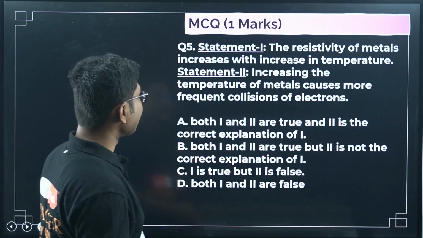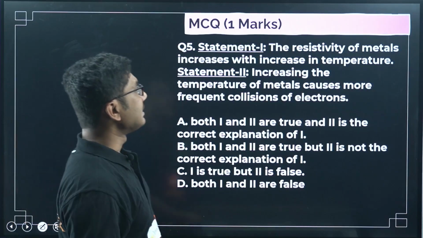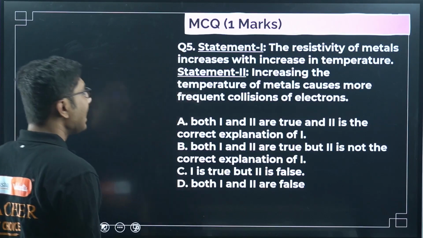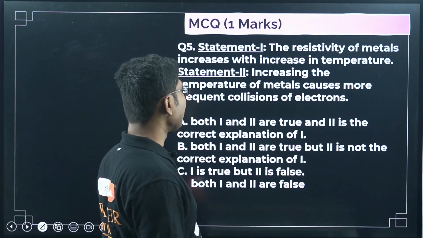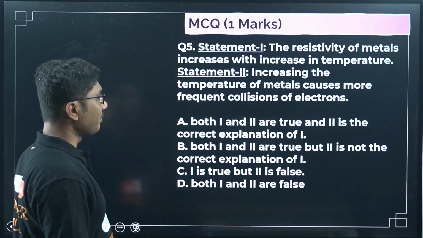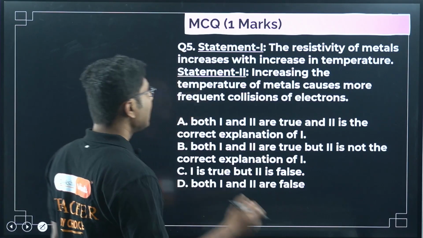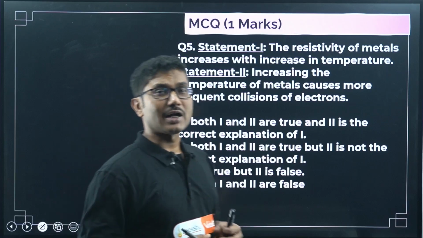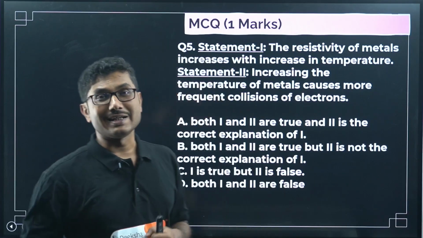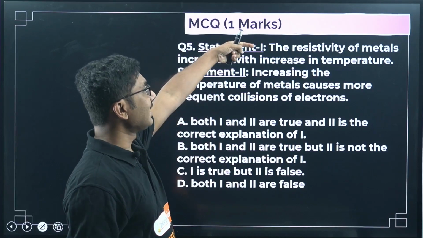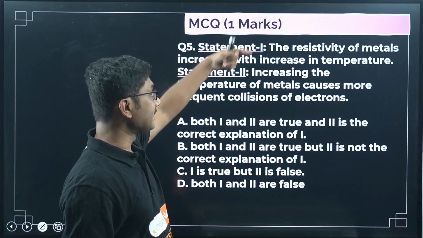Now there is a statement based question. Statement 1: the resistivity of metals increases with increase in temperature. Yes, resistivity increases with increase in temperature. Statement 2: increasing the temperature of metals causes more frequent collision of electrons. Yes, as the temperature increases, the electrons start colliding more, and thus it increases the resistivity. So this is the statement, and this is the reason.